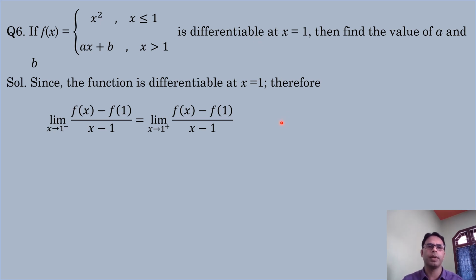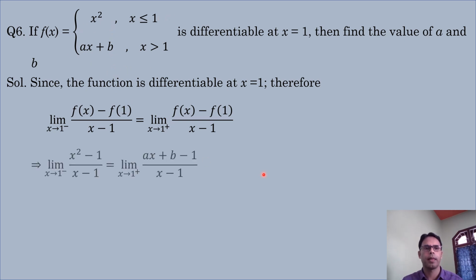Now use the values of f(x), f(1), etc. by the definition given of the function. So limit x tends to 1 minus, 1 minus means less than 1, you see here less than 1. So f(x) is simply x square right here. f(1), meaning equal to 1, is again in this line, so replace x by 1, so f(1) will be equal to 1 square, that is 1, and x minus 1 is remaining the same. For x greater than 1, meaning this line, f(x) will be equal to ax plus b, so ax plus b, and f(1) is simply 1, divided by x minus 1.